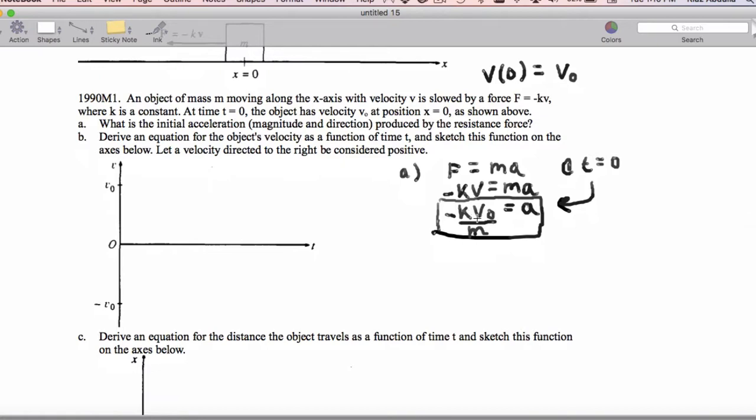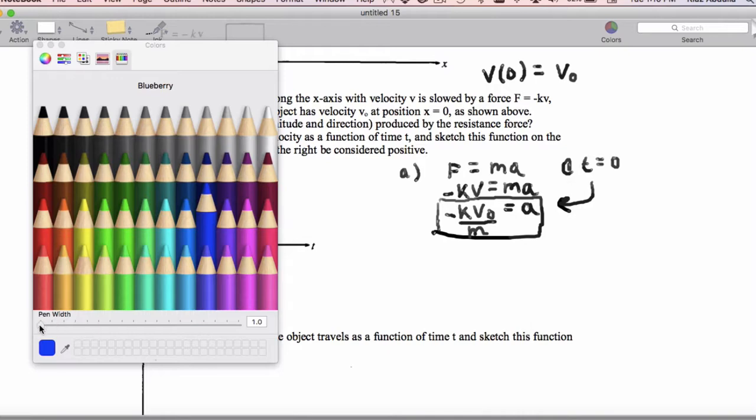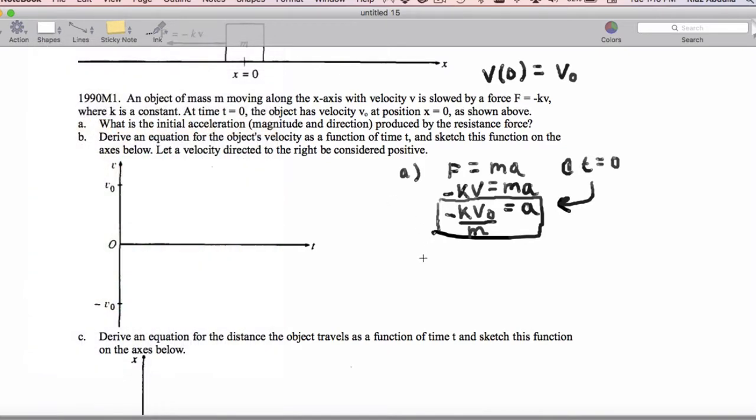Next, we are told to derive an equation for the velocity as a function of time. And we're going to do that using separation of variables. So I'm going to say negative kv equals m, and now I'm going to write this as dv over dt. Let's go ahead and do separation of variables like we've always done. So negative k over m dt equals dv over v.